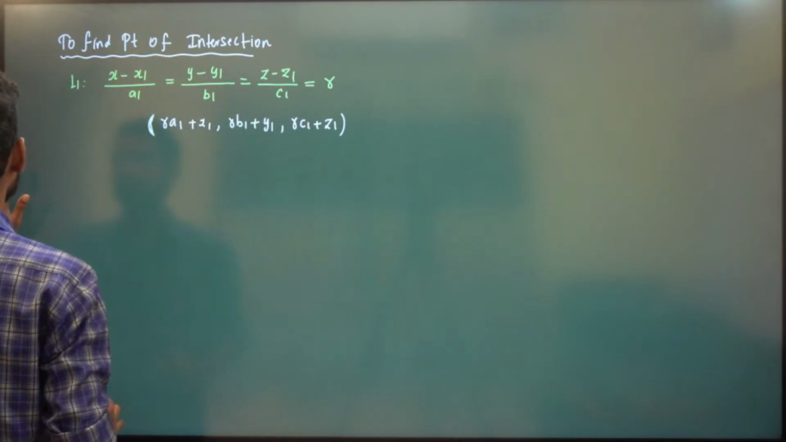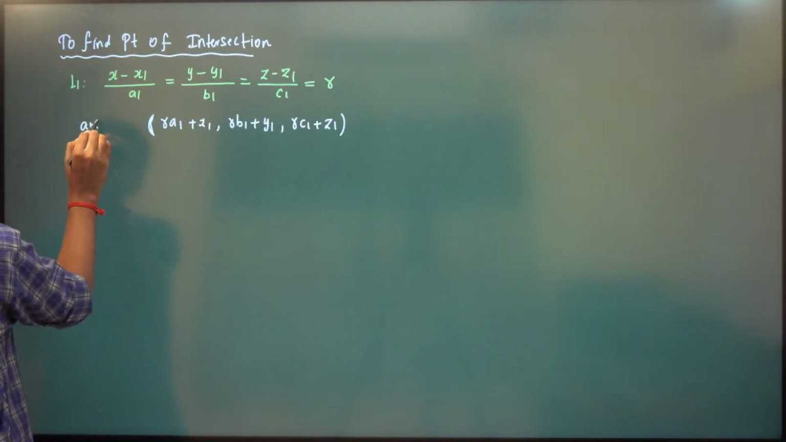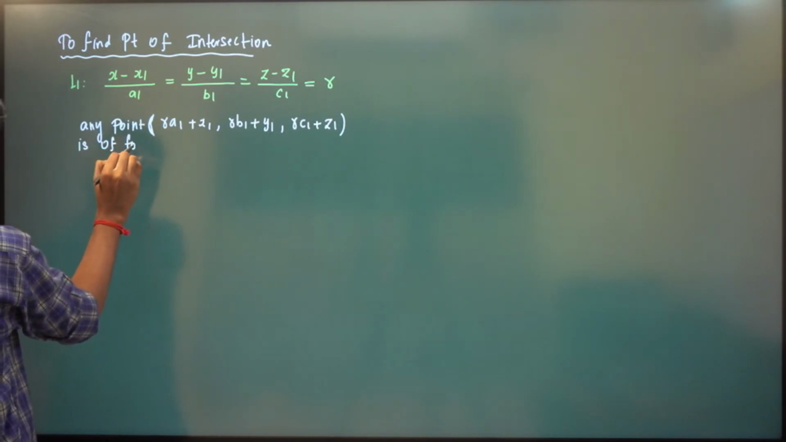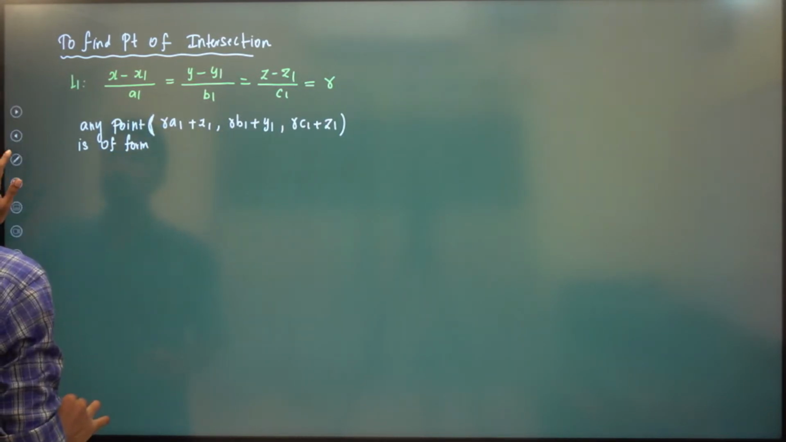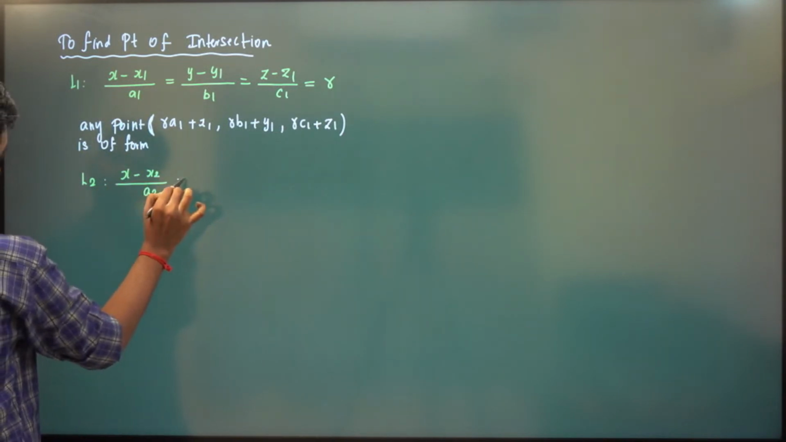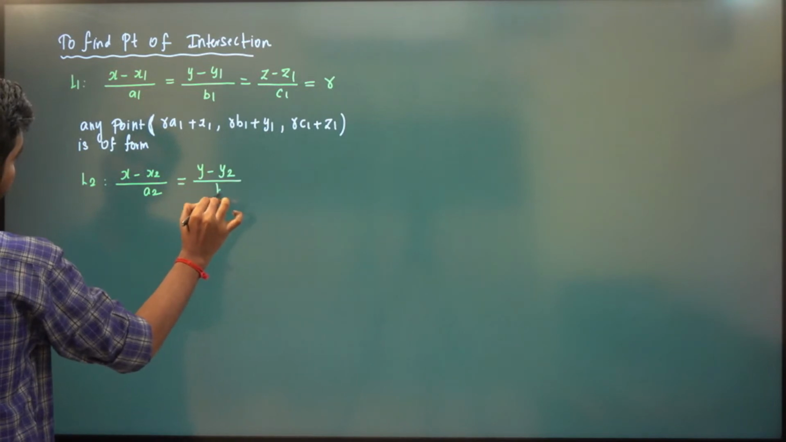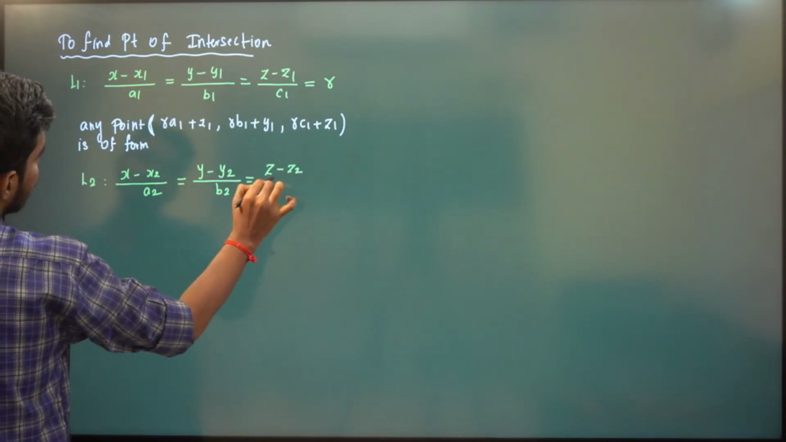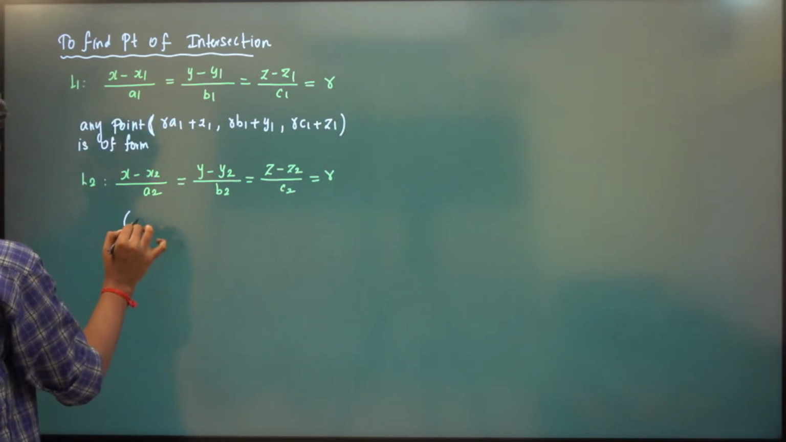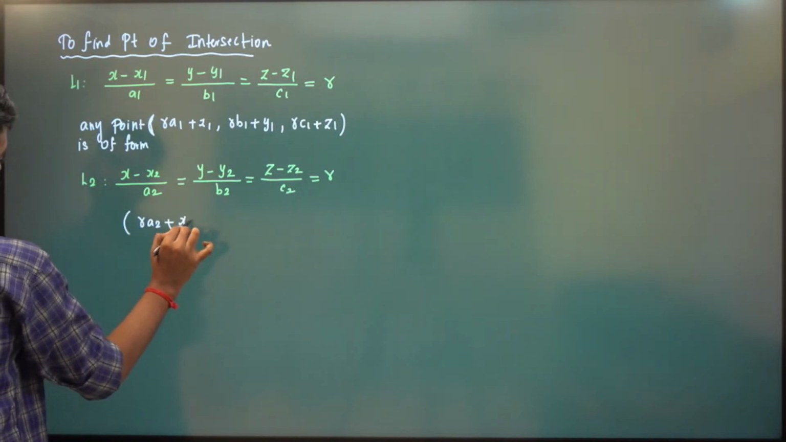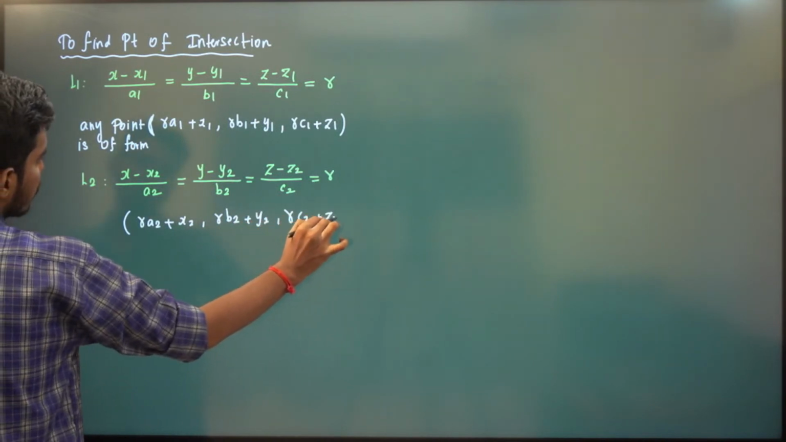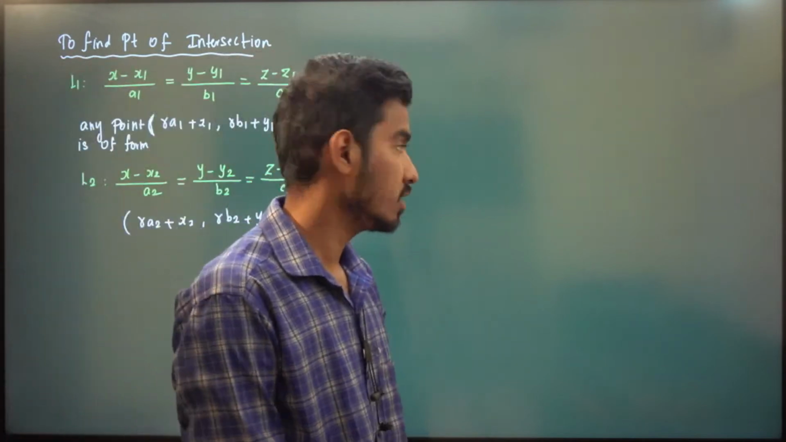Now what is L2? Any point is of this form. Similarly, what is the second line L2? It is x minus x2 divided by A2, y minus y2 divided by B2, z minus z2 divided by C2 is equal to R. So here any point will be of the form RA2 plus x2, RB2 plus y2, RC2 plus z2, right? You just solve for x, y, z here. Equate everything to be equal.